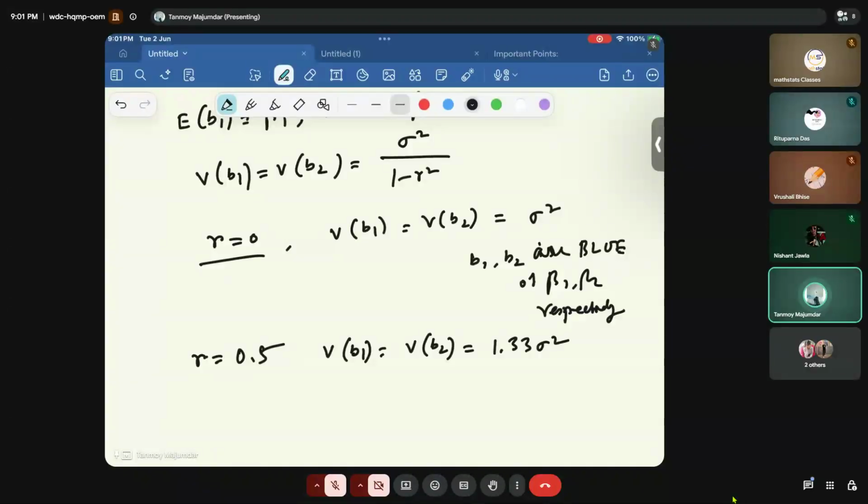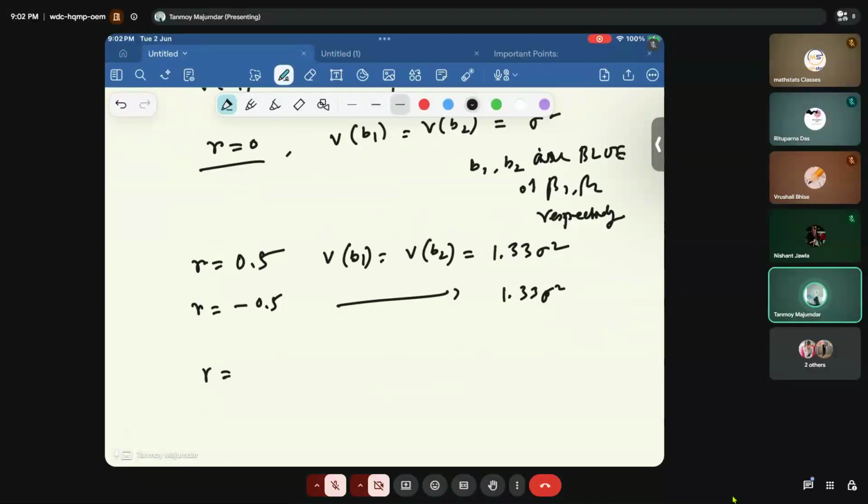This means that if the value of r increases, the value of the variance also increases. So variance is increasing with the value of r. For example, r equals minus 0.5 gives the same 1.33 sigma square. In this way, if we have r equals plus or minus 1, then variance of b1 equals variance of b2 tends to infinity.